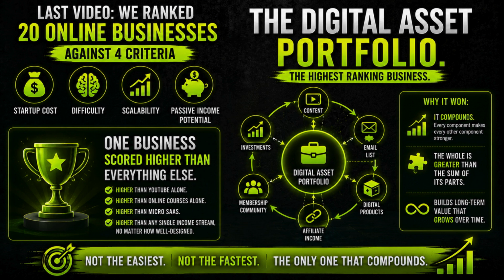In the last video, we ranked 20 online businesses against 4 criteria: startup cost, difficulty, scalability, and passive income potential. One business scored higher than everything else on that list. Higher than YouTube alone, higher than online courses alone, higher than micro SaaS, higher than any single income stream, no matter how well designed. It's the digital asset portfolio.